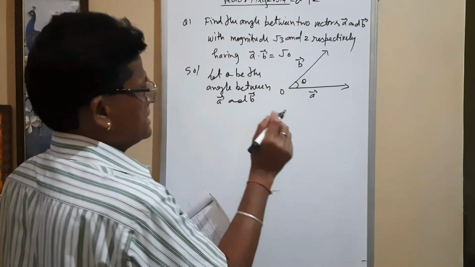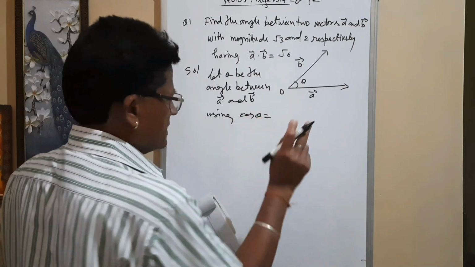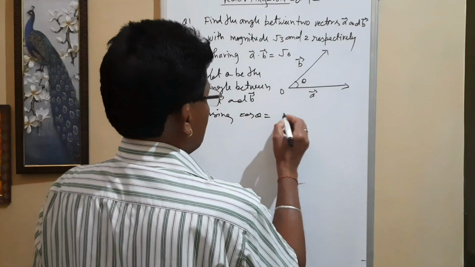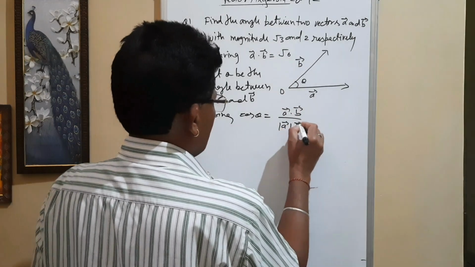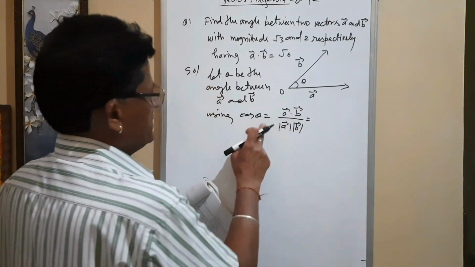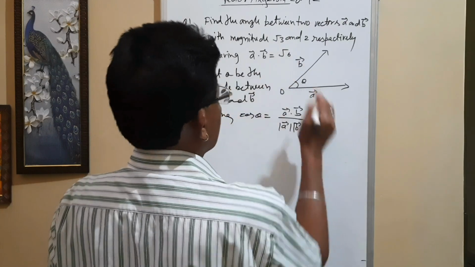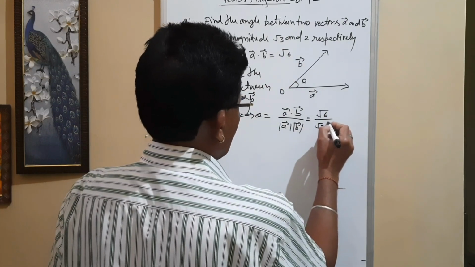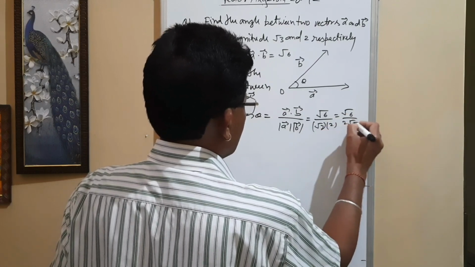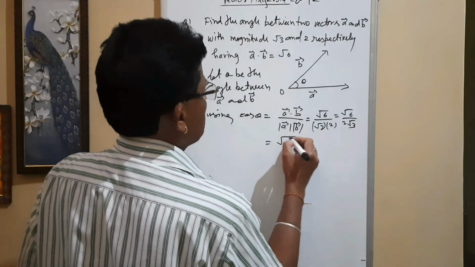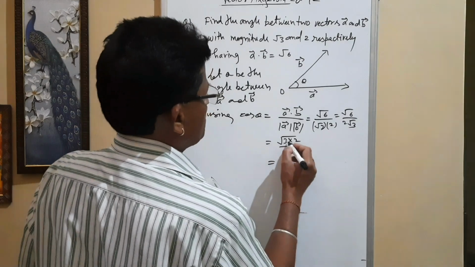By using the definition of the dot product, cos theta equals the dot product of the two vectors divided by their magnitudes. I have discussed this formula with you repeatedly. The dot product is given as root 6, the magnitude of A is root 3, and the magnitude of B is 2. So it will be equal to root 6 upon 2 root 3. Root 6 you can write as root 3 into root 2.